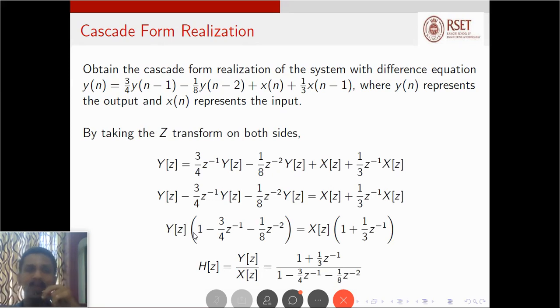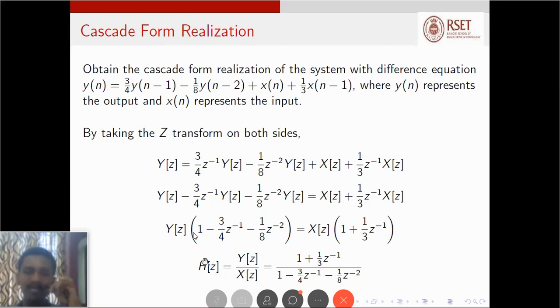Then you will get y of z is equal to 3 by 4 z inverse y of z minus 1 by 8 z raised to minus 2 y of z plus x of z plus 1 by 3 z inverse x of z. So y of z minus 3 by 4 z inverse y of z minus 1 by 8 z raised to minus 2 y of z is equal to x of z plus 1 by 3 z inverse x of z. Then you will get y of z into 1 minus 3 by 4 z inverse minus 1 by 8 z raised to minus 2, which is equal to x of z into 1 plus 1 by 3 z inverse.